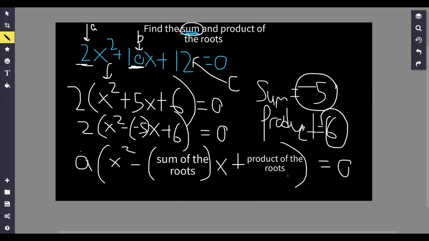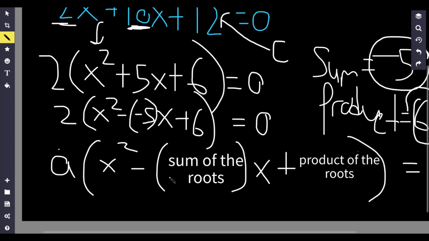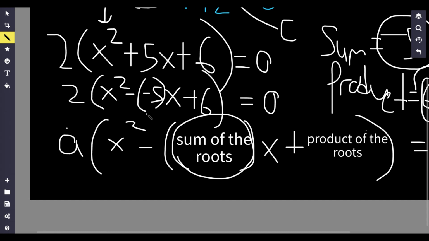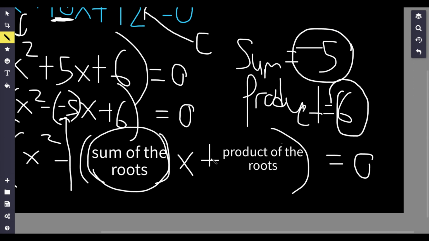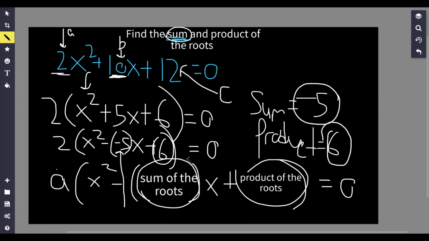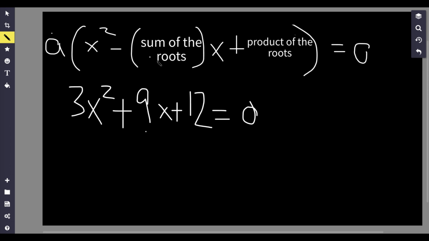So we have a times x squared minus the sum of the roots times x plus the product of the roots. And you notice how the sum of the roots, well, we said that was equal to negative 5, and this matches up with this negative 5 next to the x. And we also notice how we have this 6 at the end, plus 6, and that matches up with the product of the roots here.